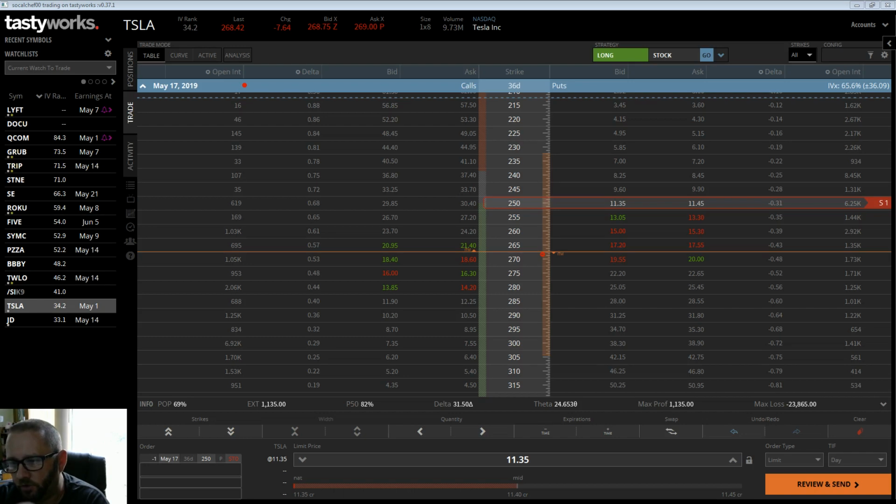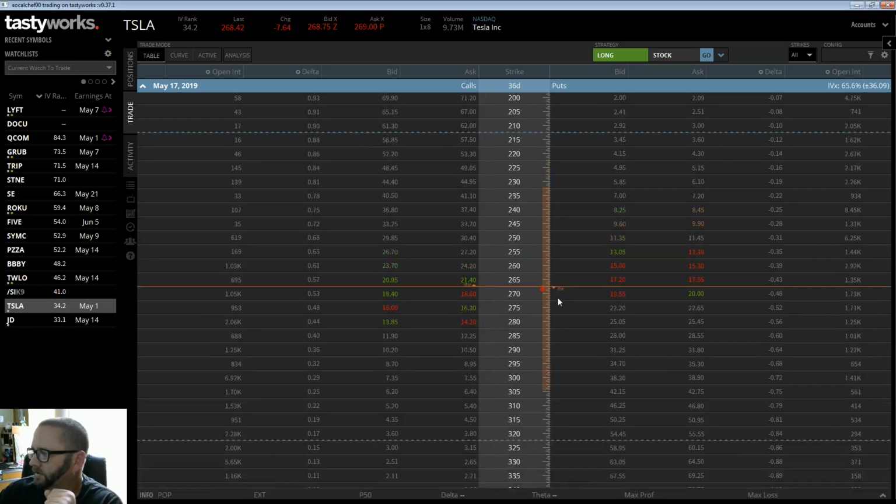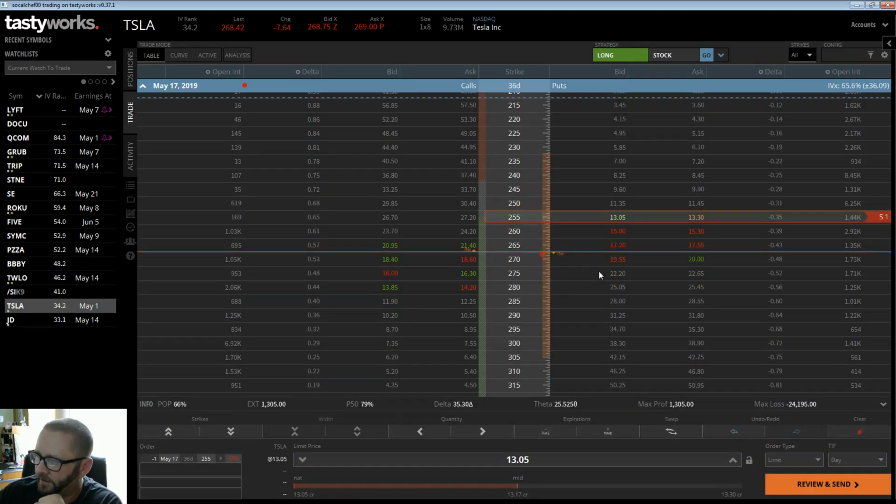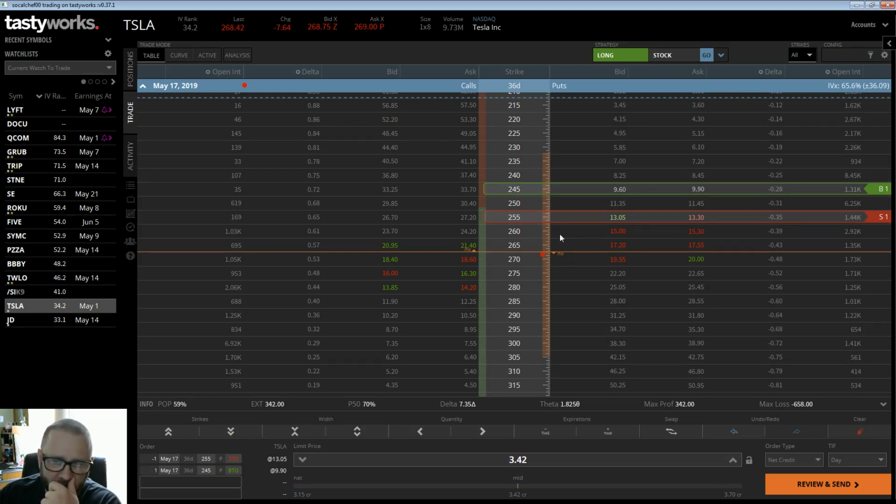Okay. So a credit spread, we'll use Tasty for example. A credit spread is selling one out of the money and buying one further out of the money.